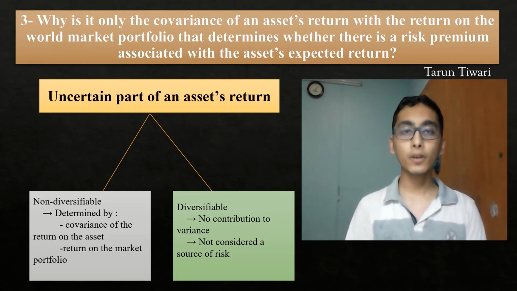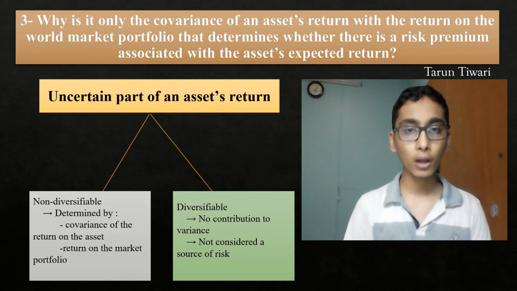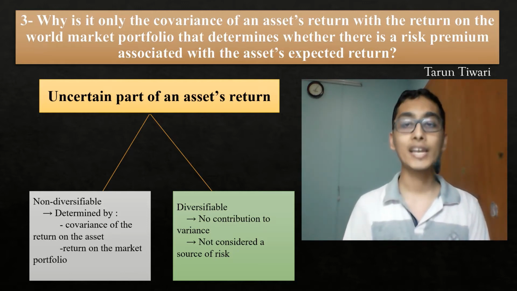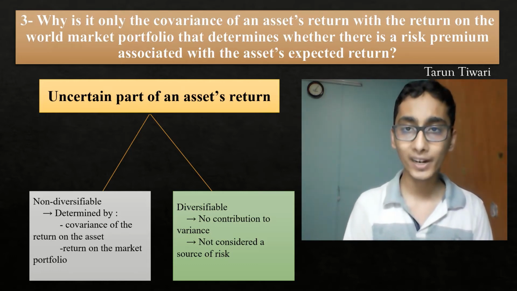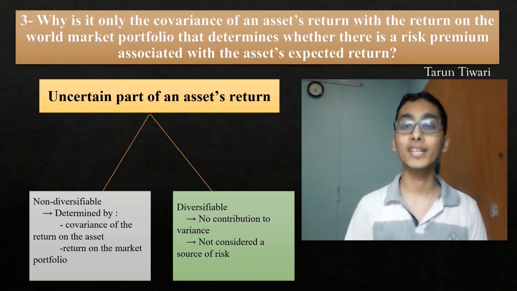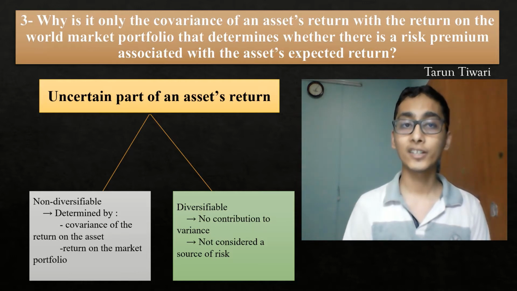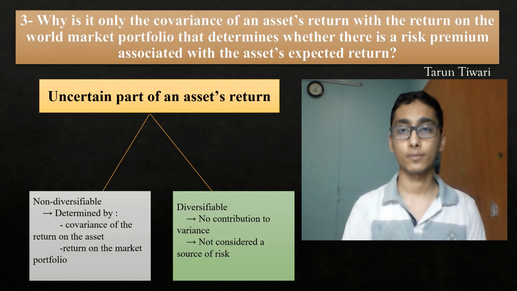The other component of the uncertain part of an asset's return is the part that is diversifiable and therefore does not contribute to the variance if a portfolio is well diversified. This part is not considered a risk to an investor who holds a large, well diversified portfolio.